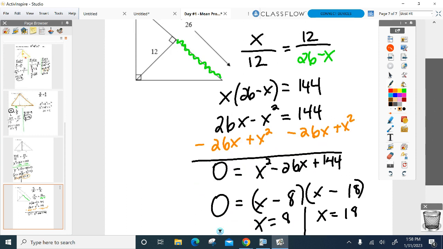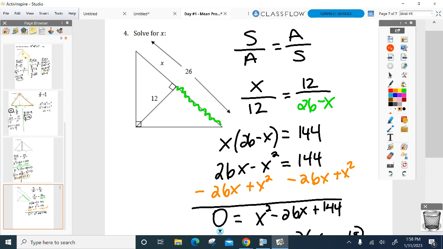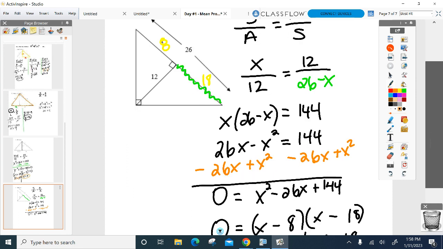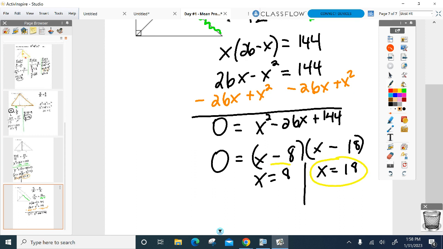All right, I'm fine with 8, and here's why we're fine with it. Let's say that's 8. Guess what the other segment's going to be? 18. If that segment's 18, that one's going to be 8. So we are accepting both. No need to reject, but there is a need to get out your textbook or online textbook and get going.